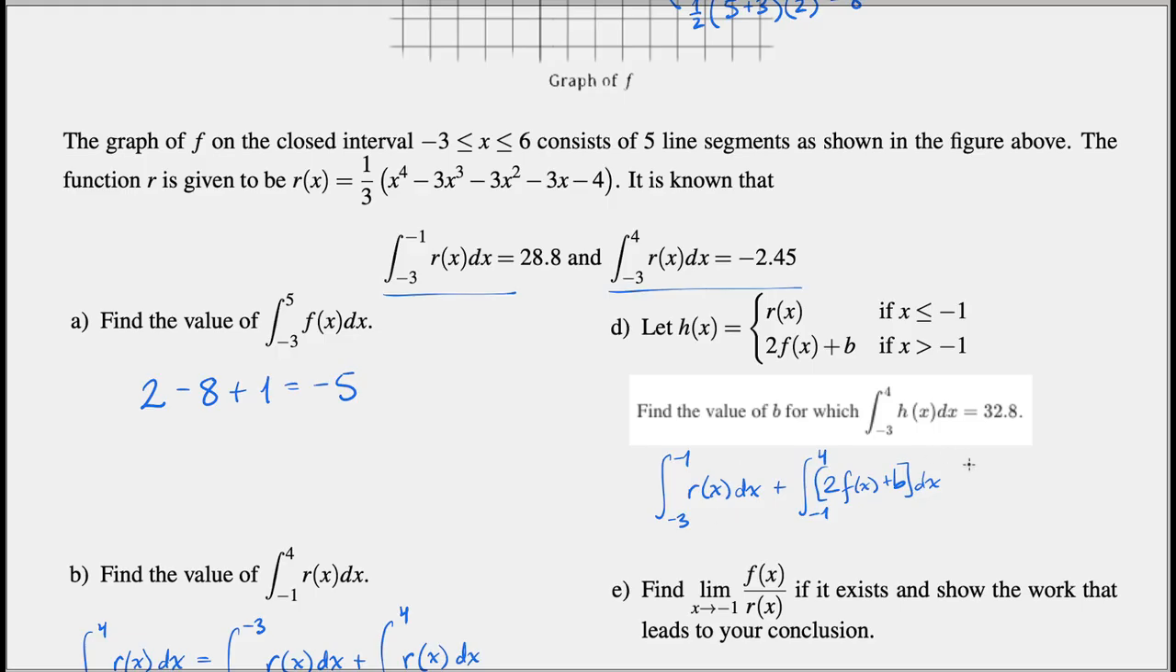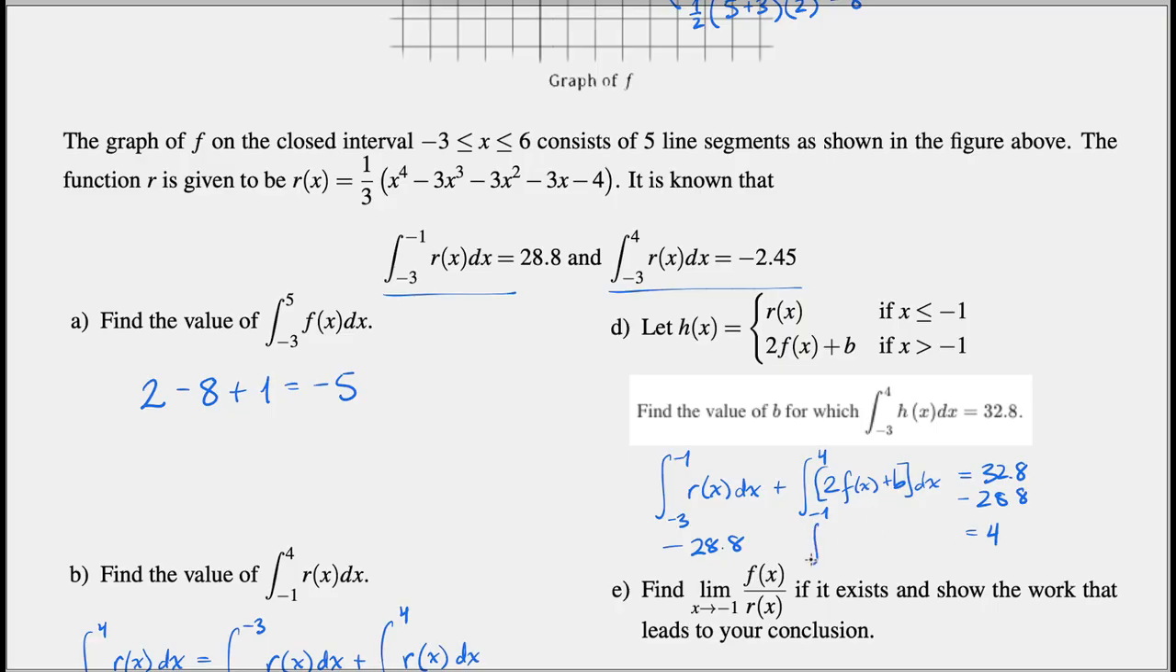Okay, and we want this whole thing to equal 32.8. All right, well, this integral we know, the integral from negative 3 to negative 1 of r of x is 28.8. So we're going to subtract that from both sides, and on the right side we just get 4. So we're actually looking for the value of b where this integral is equal to 4.